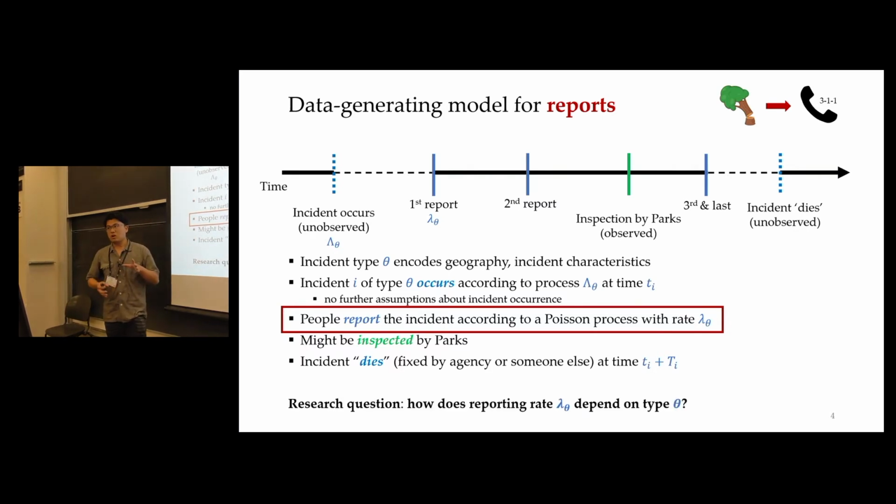And with this model, our research question is very straightforward. How does this reporting rate lambda theta depend on the type of the incident theta?